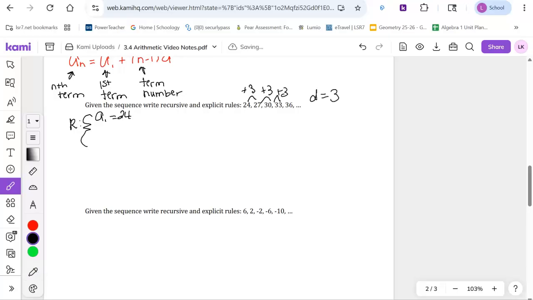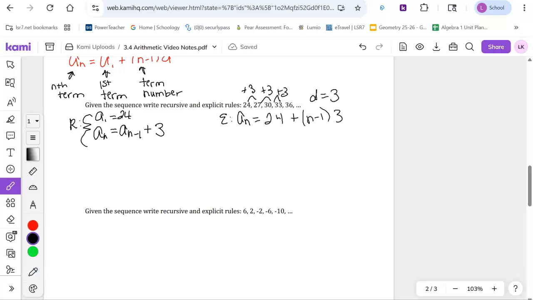So for our recursive rule, we have a sub 1 equals 24, and a sub n equals a sub n minus 1 plus 3. So that would be your recursive rule. The explicit rule is going to be a sub n equals a sub 1, my first term, so 24, plus n minus 1 times my common difference, 3.